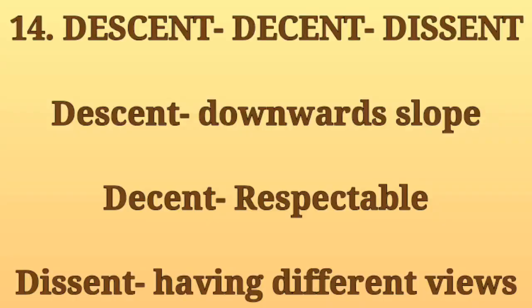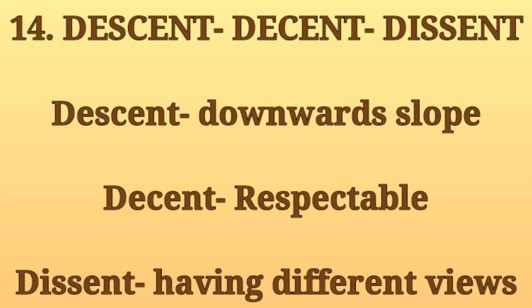Now look at the next words. Now focus on the pronunciations of these three words. First is DESCENT. Second, DECENT. And the third one is DISSENT. Basically, the first and third ones, their pronunciations are almost same, but the second one is different. Okay, now look at the meanings. Descent means downward slope. Now decent means respectable and dissent means having different views.